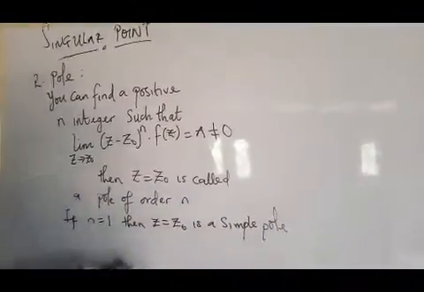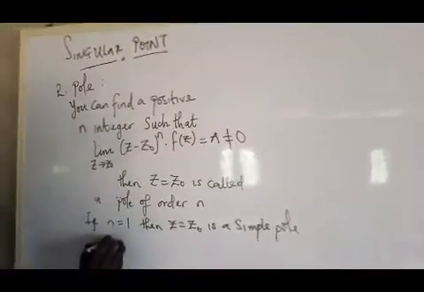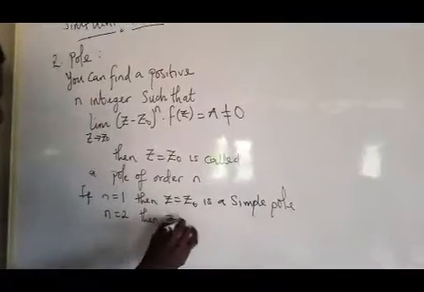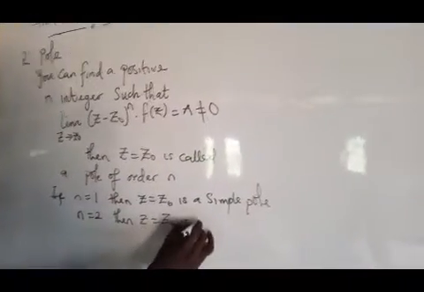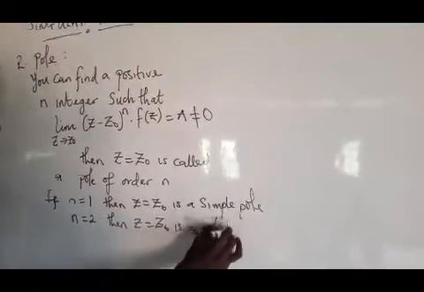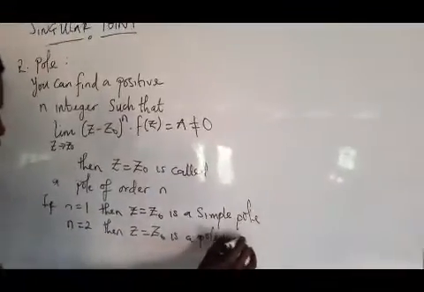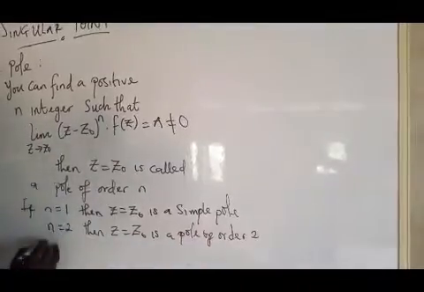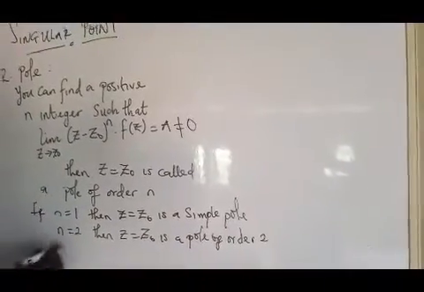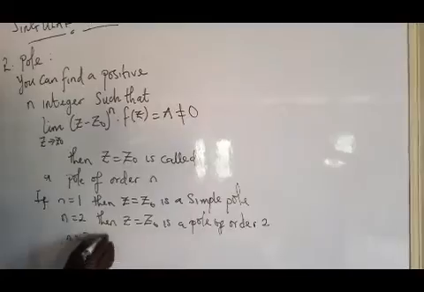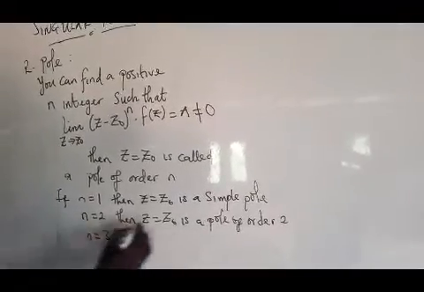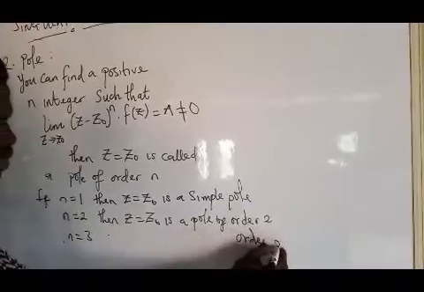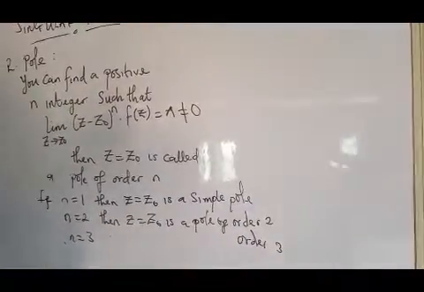So if n equals 1, z equals z naught is a simple pole. If n equals 2, then z equals z naught is a pole of order 2. And if n is 3, then z equals z naught is a pole of what? Order 3, and it goes on and on like that.